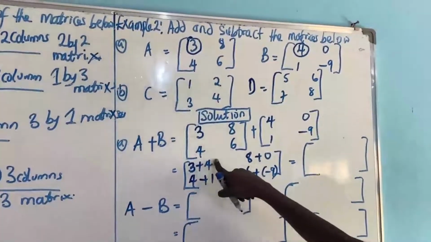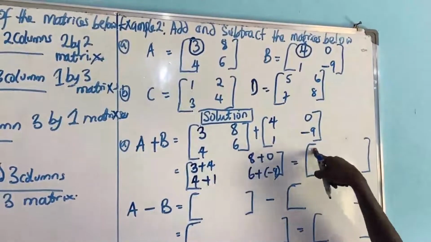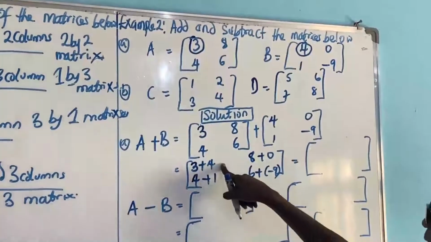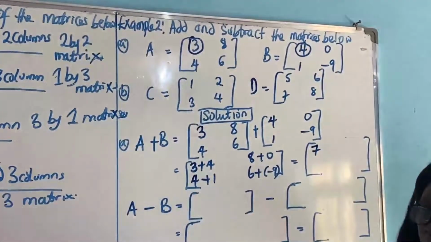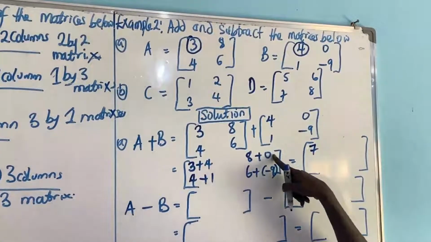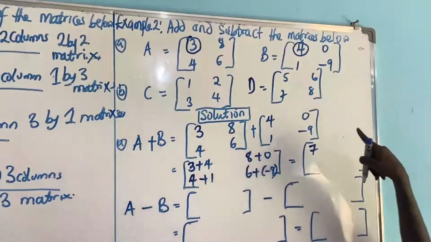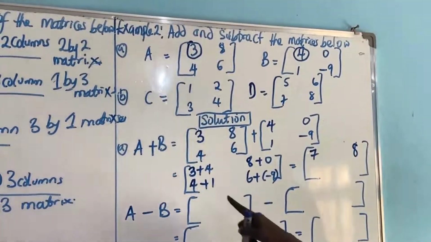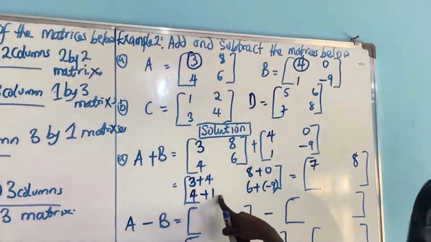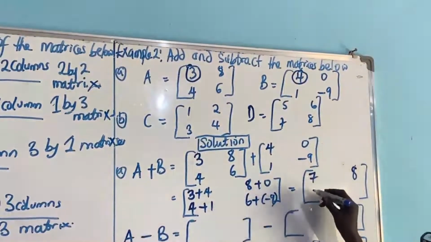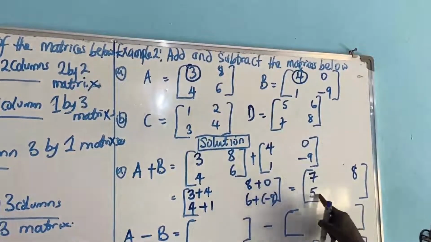Since this is in the first row and first column, our answer will also be in the first row and first column. Okay? So 3 plus 4 is 7. Now, this is in the first row and second column. 8 plus 0 is 8. Our answer will also be in the first row and second column, 8. So this is 4 plus 1, which is 5, and it is in row 2, column 1. So we come here and put our answer in row 2, column 1, 5.